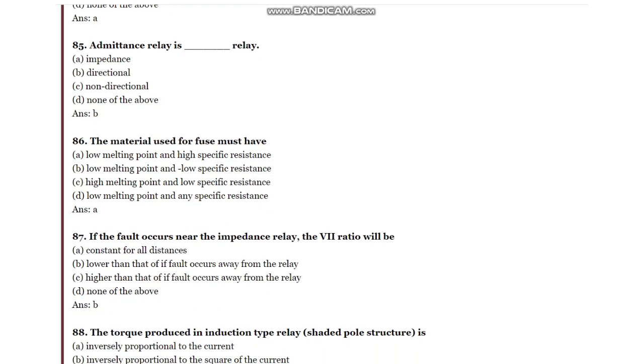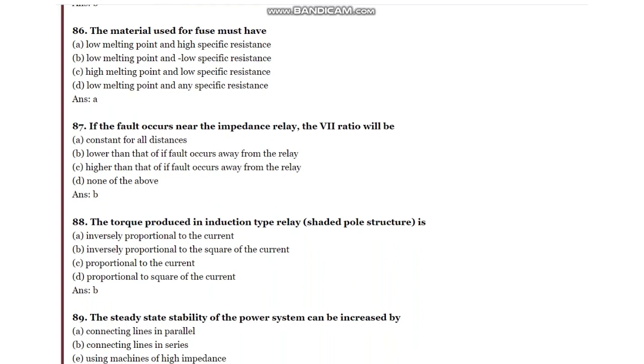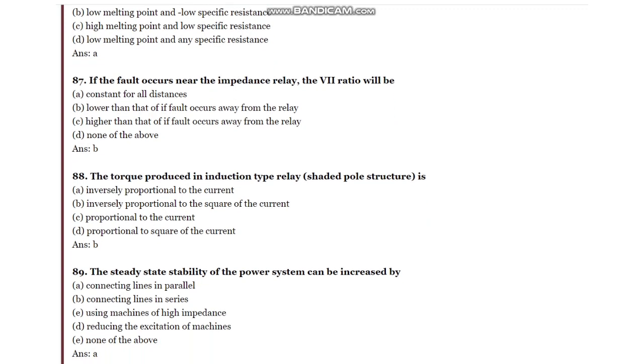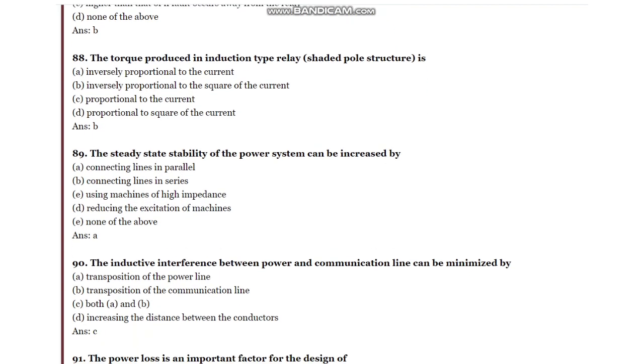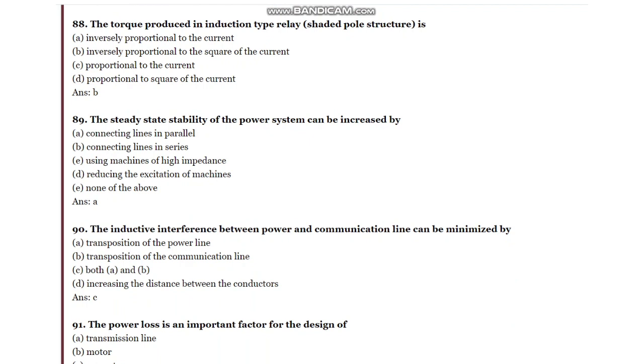Question number 86 is the material used for fuse must have low melting point and high specific resistance. If the fault occurs near the impedance relay, the V/I ratio will be what? It is lower than that if fault occurs away from the relay. Question number 88 is the torque produced in induction type relay is inversely proportional to square of the current.